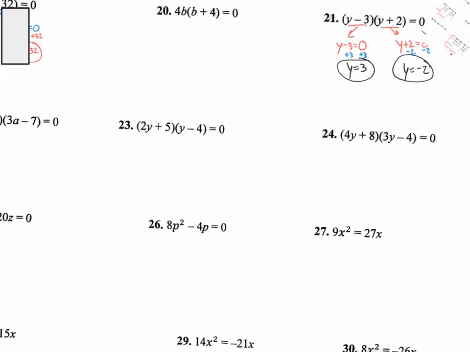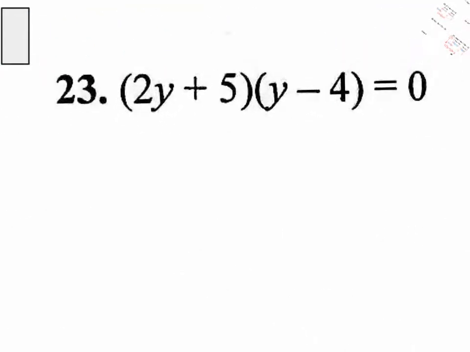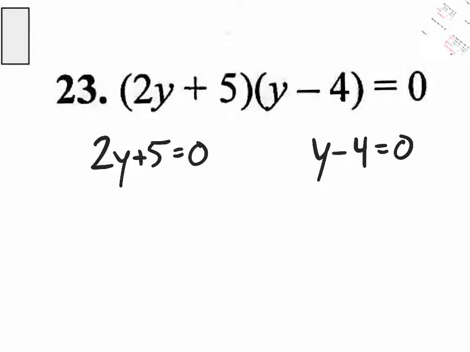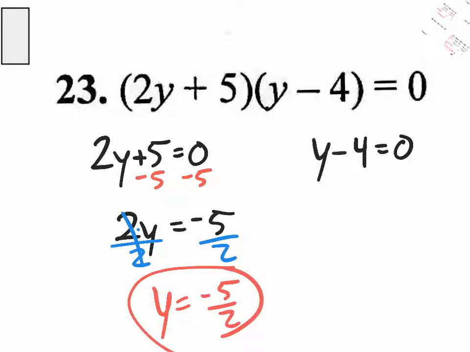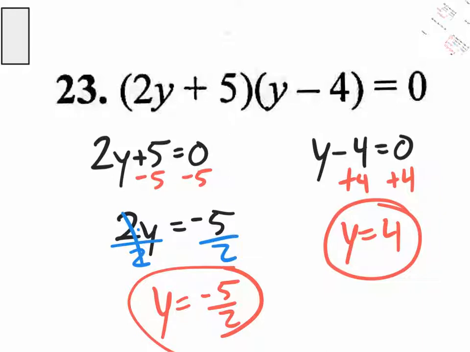23. Another easy one. Split them and then solve them. So on the left one, subtract 5, rewrite it, 2y equals negative 5. What do we have there? We have 2 times y equals negative 5. You don't want a 2 times. So how do you get rid of the multiplication of 2? Divide by 2, and y equals negative 5 halves, or negative 2.5. I believe they leave it as negative 5 halves. And the other one, plus 4, y equals 4. So 23 was easy. Let's check out 25.